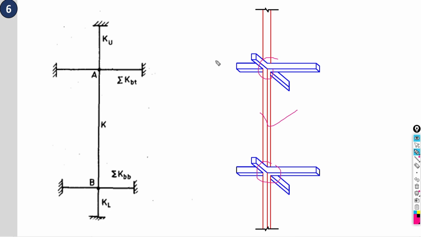So we are going to say our beta 1 for this particular column at its top, and for this same column beta 2 at its base, as equal. So that makes our study simple and easy. Okay, so hope it's clear to all of you.